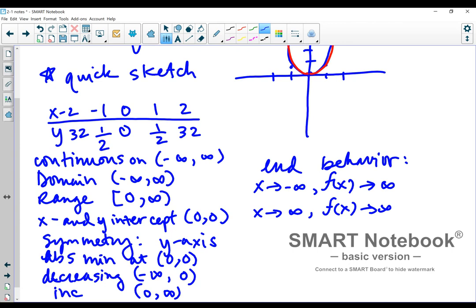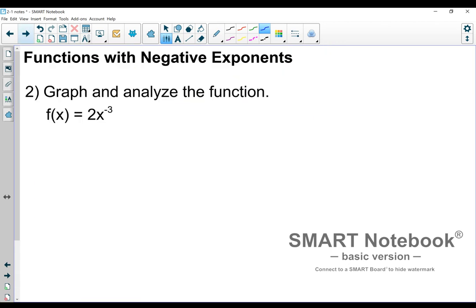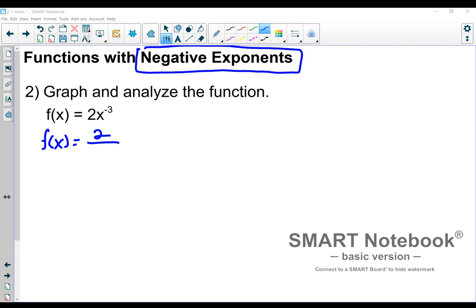So on the next one, we're going to look at negative exponents. So negative exponents is going to be a whole different thing, and we're going to add some stuff onto this. The first thing I would do is make my negative exponent positive, because I don't like graphing negative exponents. So I would say f of x equals 2 over x to the 3rd power.